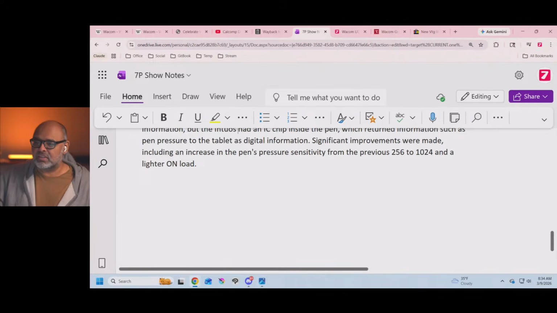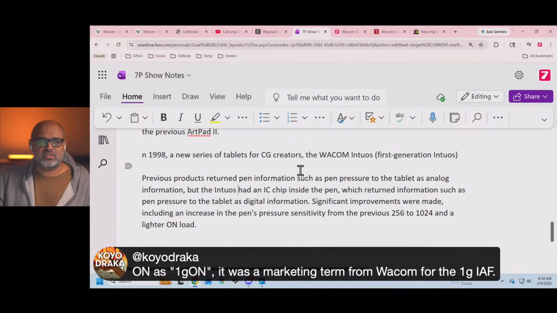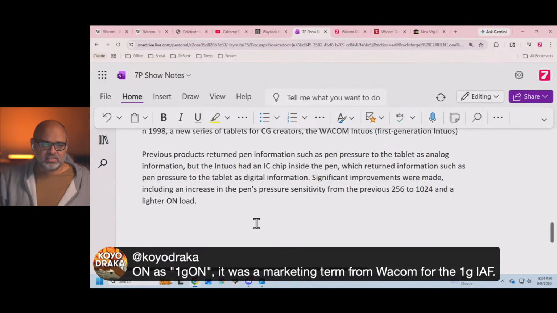Okay, Koyo is providing some data here. On as in 1G on. It was a marketing term from Wacom for the one. Okay. Thank you. That helps add more sense to what this is saying. Thank you, Koyo.